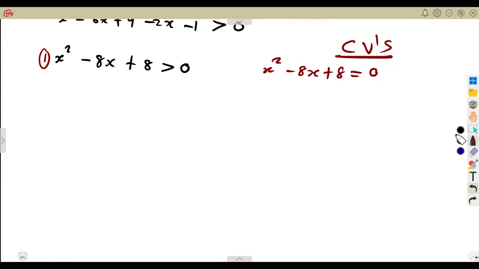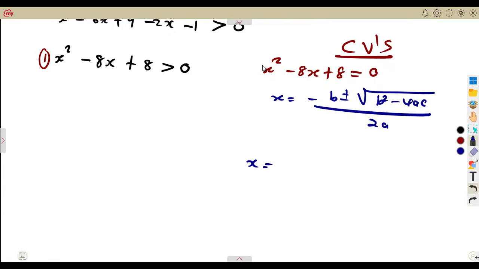So just like the previous case, from our normal quadratic, x is equal to minus b plus or minus the square root of b squared minus 4ac, over 2a. So x is equal to, that's the 1 here, b and c.